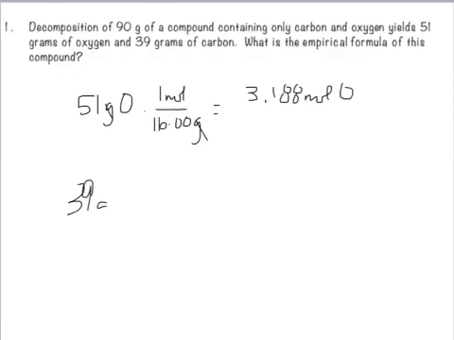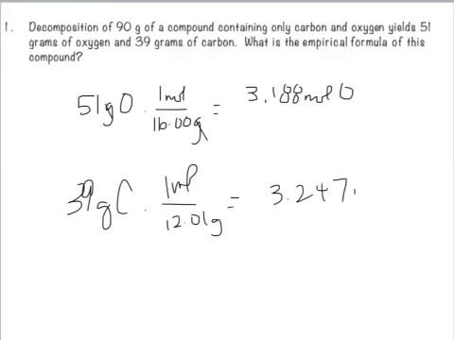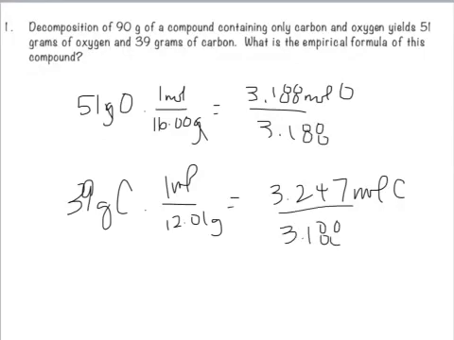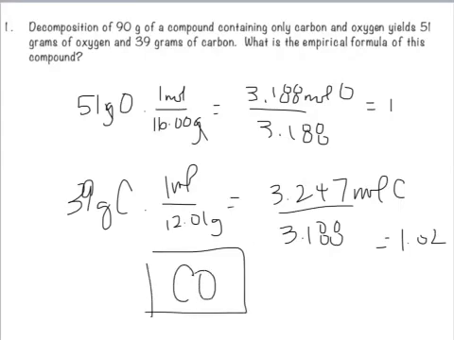Start out with 39 grams of carbon. 1 mole is, let's see, 12.01 grams. So that's 3.247 moles of carbon. The smallest number is 3.188. Divide both by the smallest number. And you end up with 1, and this is essentially 1, it's 1.02, but you can round that to 1, so the empirical formula is CO, carbon monoxide.